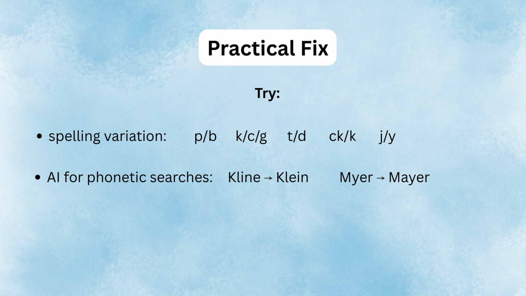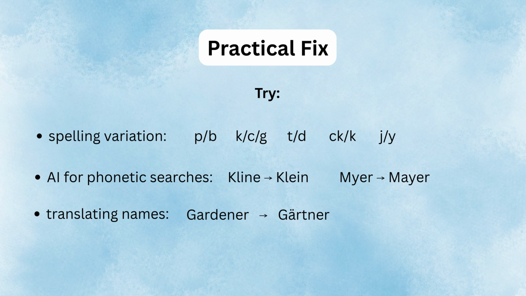You could also try translating names. If your ancestor's last name is Gardiner, but you know they were of German origin, you should try to translate the name, and you will come up with Gärtner, which is indeed a German surname.